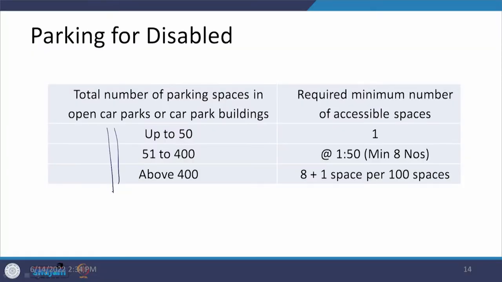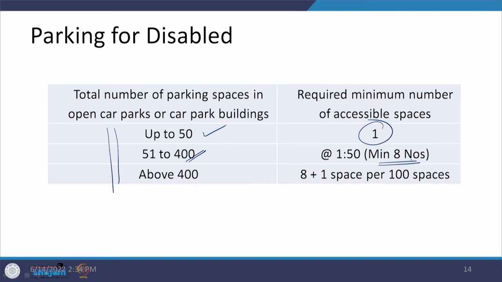Now, when you are deciding how many such parking spaces should be provided, there is this guideline. What it says is that up to 50, at least one has to be there. If there is a requirement in that area on the basis of various studies, then we can go ahead and have more than this also, but this is the minimum required value. And even up to 400, it says that at a rate of 1:50, we should provide these parking spaces. That means if there are 400 spaces, then out of those 400 spaces, 8 should be marked for disabled people.